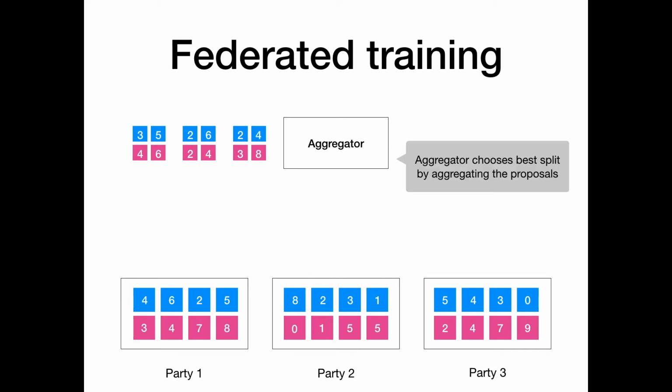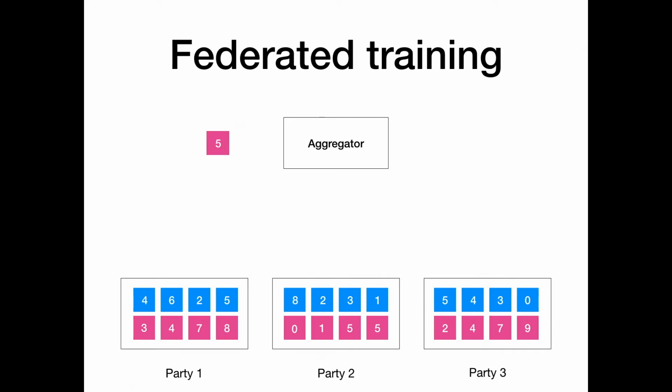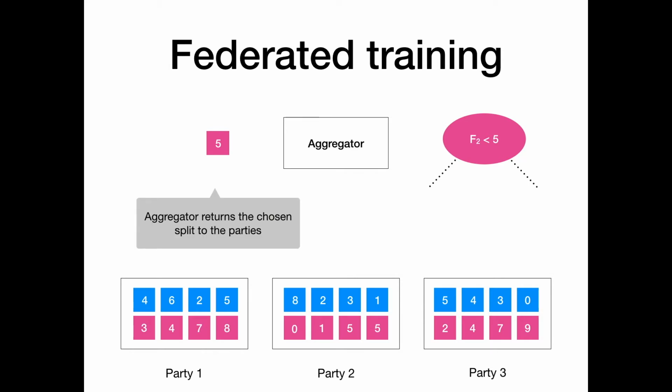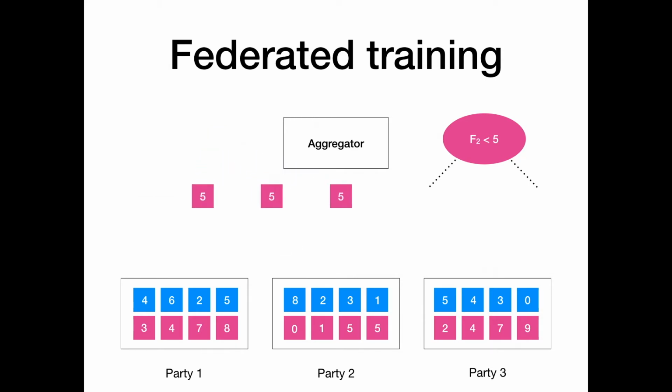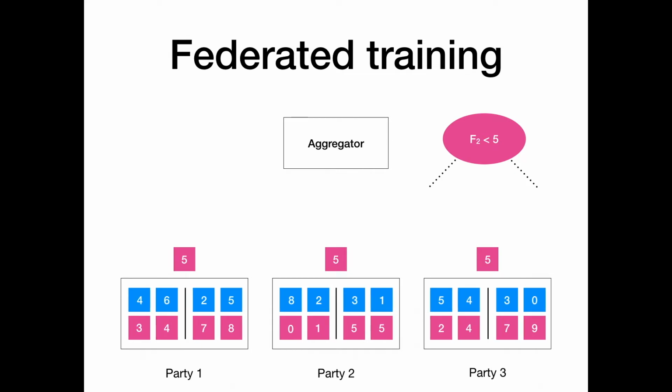The aggregator combines all these proposals and chooses the best split across all of these. And this is then used to train the decision tree. This chosen split and feature is sent back to all the parties. The parties then partition their own data based on this, and the process continues in an iterative manner. So proposals keep getting sent to the aggregator, and the aggregator constructs the decision tree.